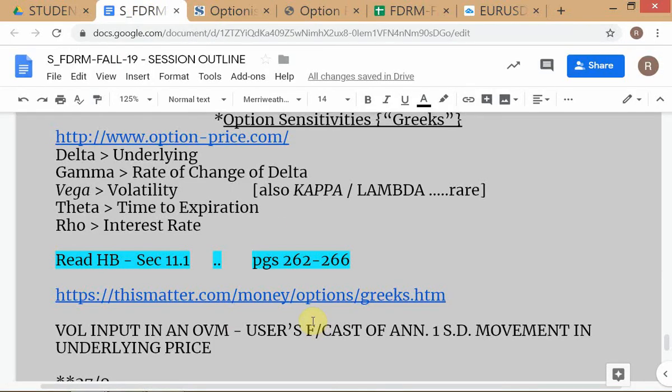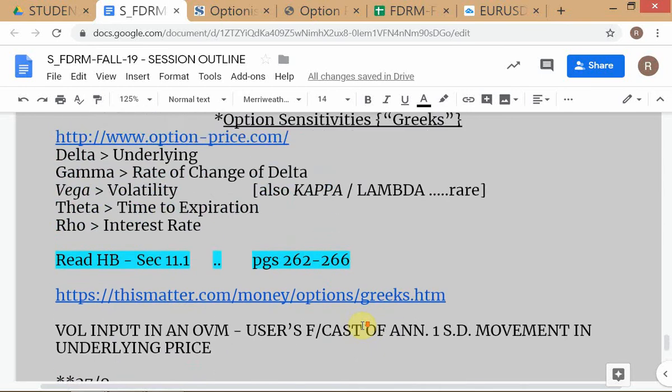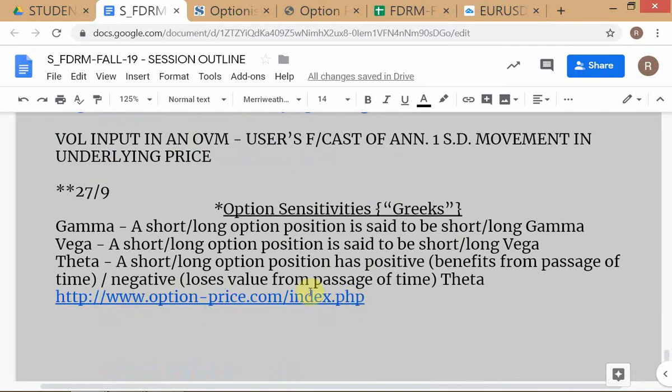So what else do we need to know about this? Vega, as I said the other day, is also called Kappa and Lambda. So today is the 27th, and we continue here. Some of the other things that we need to understand, not all of which are important for your project as such. Gamma, we're not so concerned about, but you should understand these basic terms. So when you have a short position, this is what we are talking about here. It's all written down in your notes.